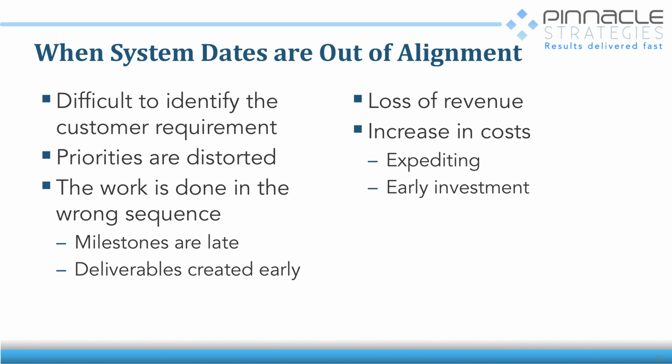And maybe I'm over-explaining this. And what happens when they're out of alignment is, as I said, it's difficult to identify the customer requirement, and priorities get distorted, and the work gets done in the wrong sequence, and milestones are late, and revenue is lost, right? Customers get disappointed, or stuff doesn't get delivered on time, and then you spend a lot of money bringing it back on schedule, quote unquote. And of course, that bullet, the very last one, is we spend money too early in a project, right?